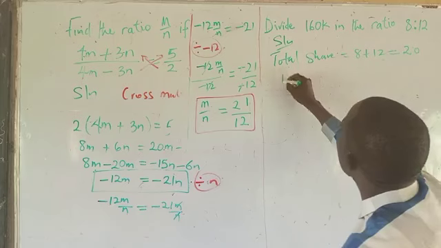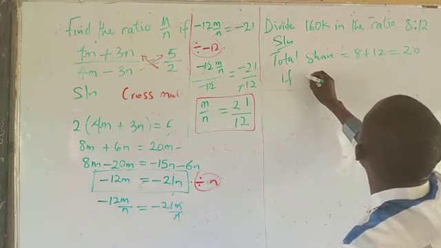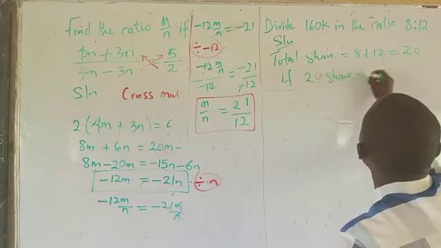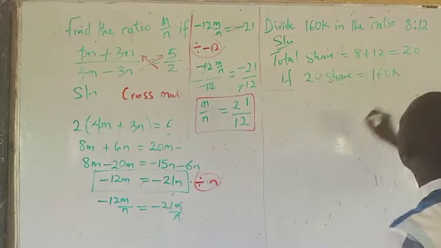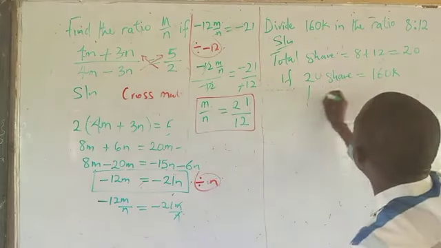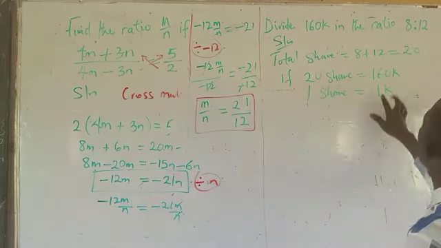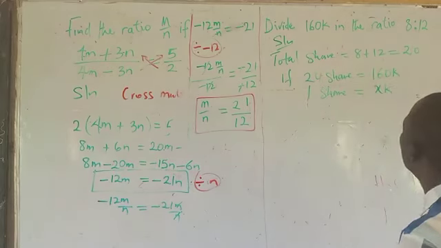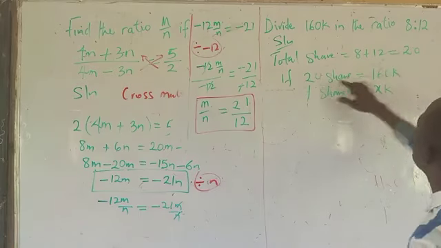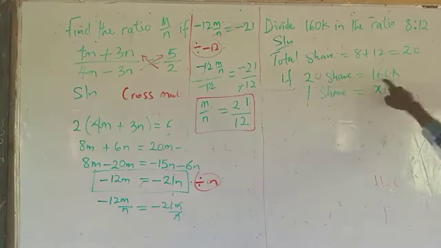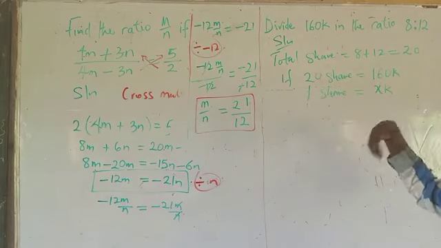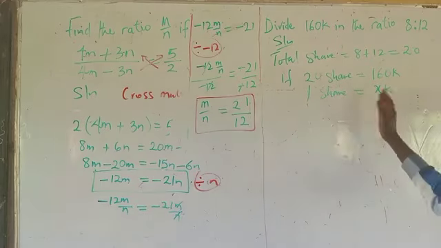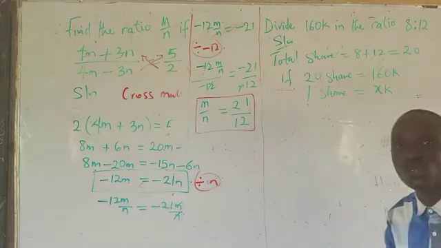So do we say if 20 shares is equal to 160k, one share will be equal to xk. That's what we're looking for, x. We don't know what it would be. We know for 20 shares is 160k, but we don't know the value of one share, how many kobo will be for one share, you see. So if you can establish this, the question is almost solved.